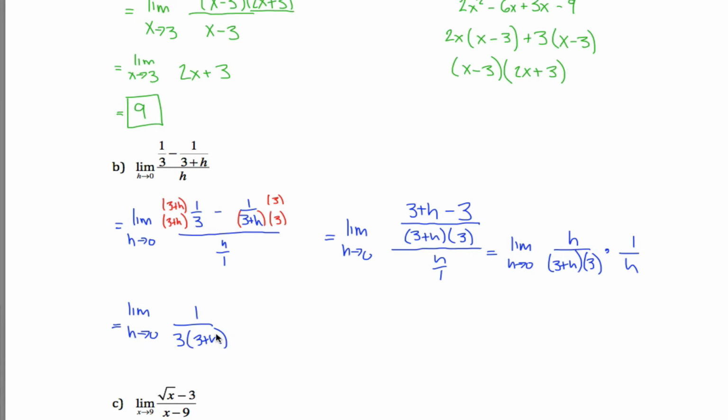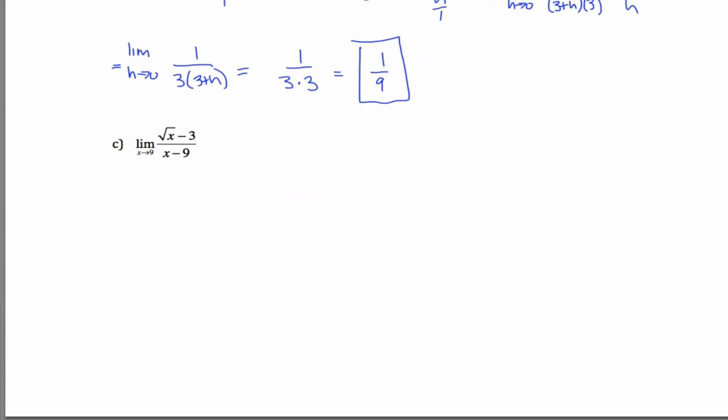This is a limit I can evaluate. I can change all my h's into zeros and not be worried about dividing by 0. Change all my h's into zeros and I'll get 1 over 3 times 3 plus 0, 1 over 3 times 3. 1 over 3 times 3 is the same as 1 over 9, which is the limit and the answer to this question.